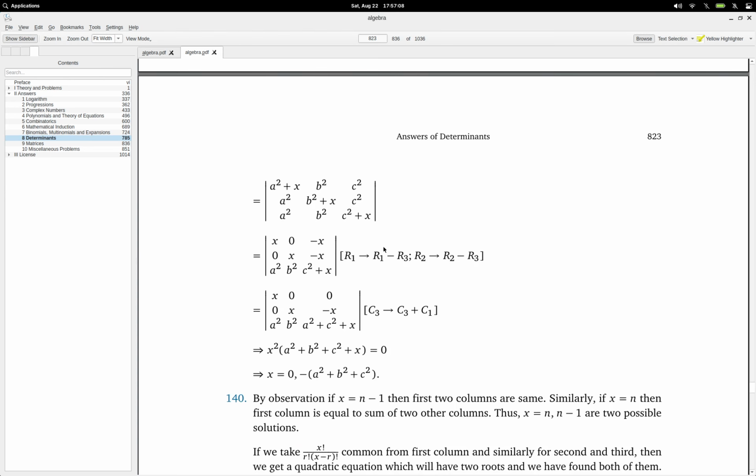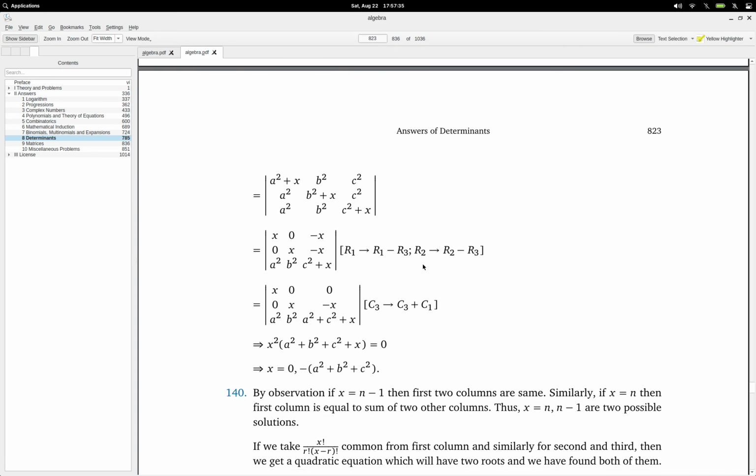Once we have this form, we do r1 is equal to r1 minus r3, and r2 is equal to r2 minus r3. And once we have that, we have 2 minus x here. We subtract, how we do here. We have here this. Okay, so we do column 3 is equal to column 3 plus column 1. So we get 2 zeros. And once we have 2 zeros, we expand along this x. We get x is equal to 0 and minus a square plus b square plus c square.